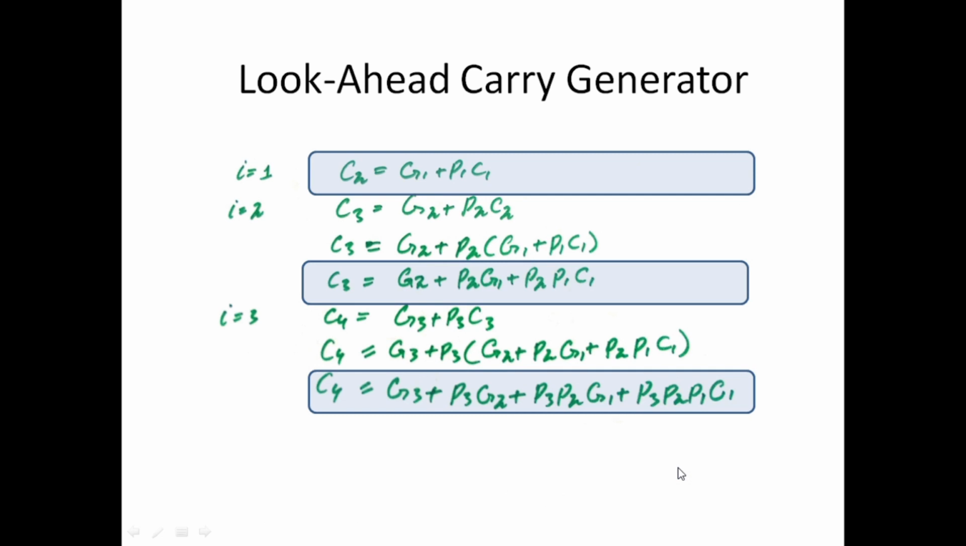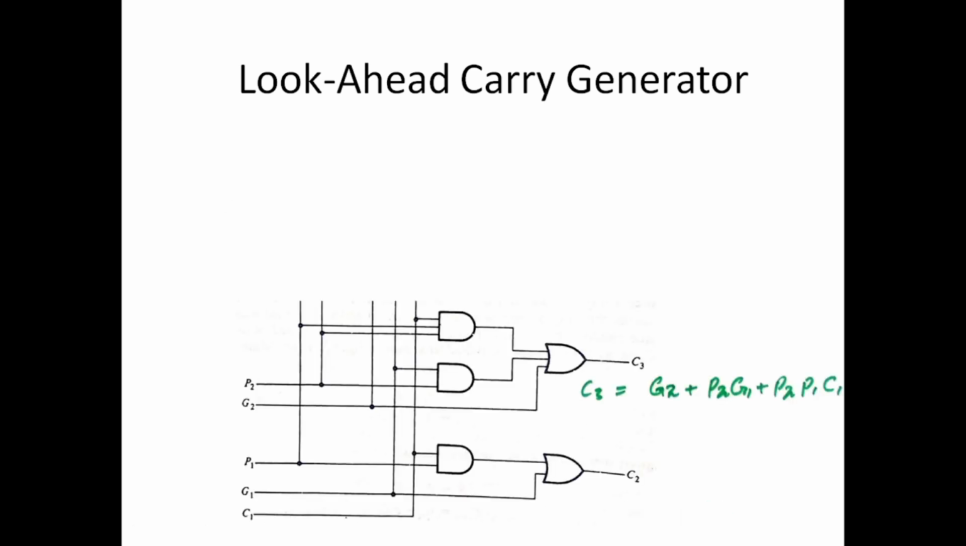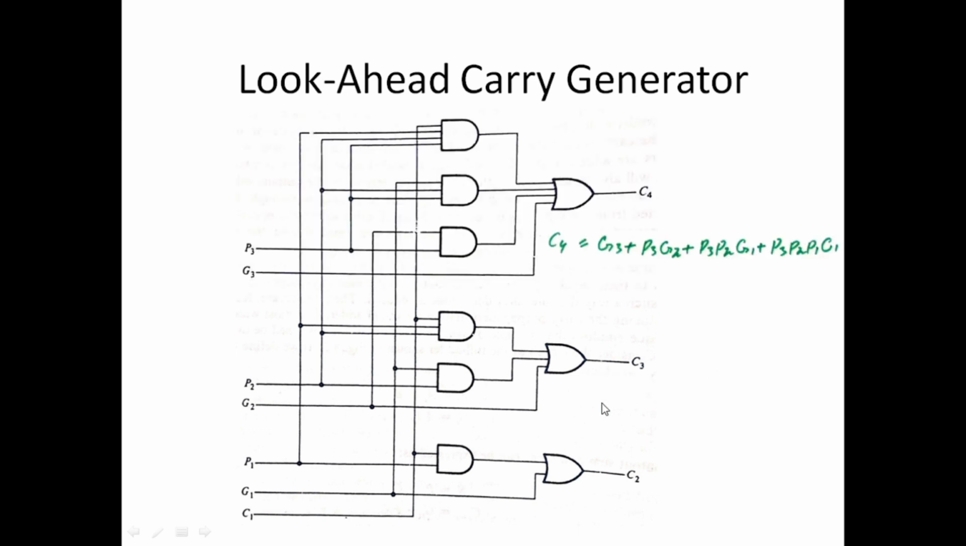And similarly, we can implement C3, which is equal to G2 plus P2 G1 plus P2 P1 C1. So this is quite simple. P2, G2 are here, and the other three variables are taken from here. So we implement C3, and similarly C4. C4 can be implemented in the same way.